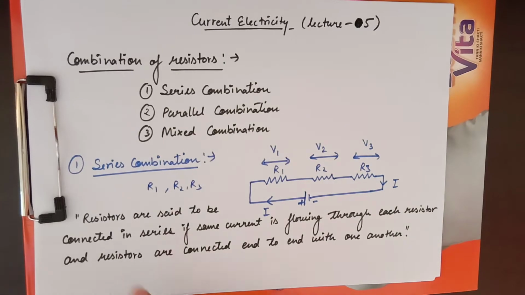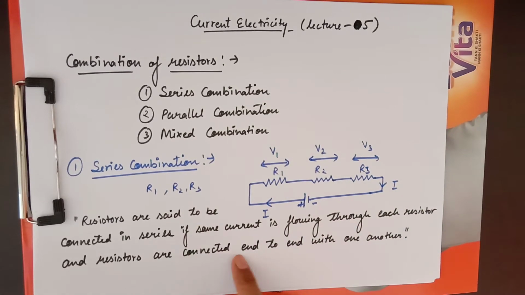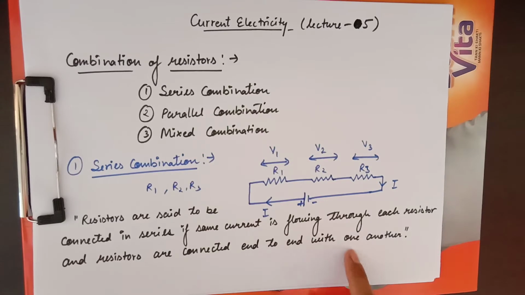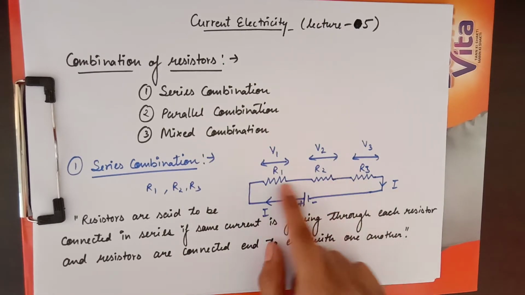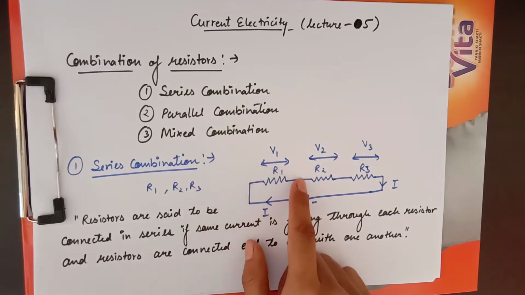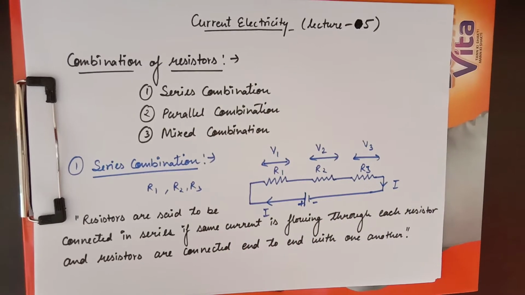So I wrote it here. The resistors are said to be connected in series if the same current is flowing through each resistor and the resistors are connected end to end with one another. You can see it from the figure. The value of current is the same for each resistor and these resistors are connected end to end with one another.